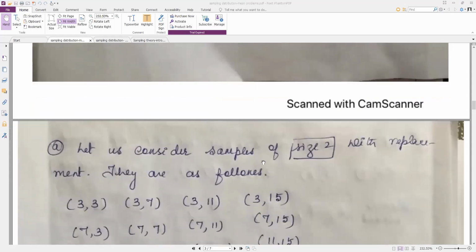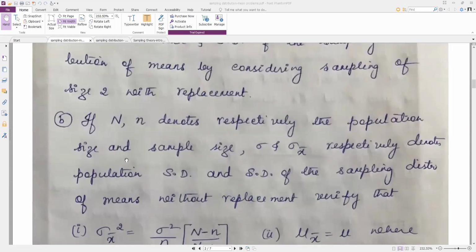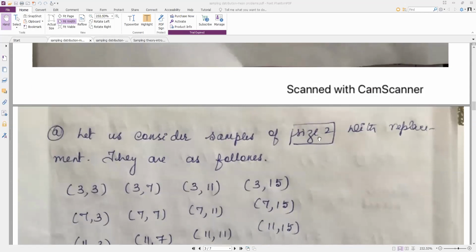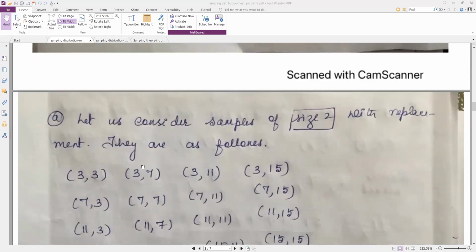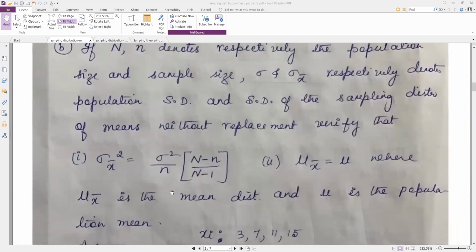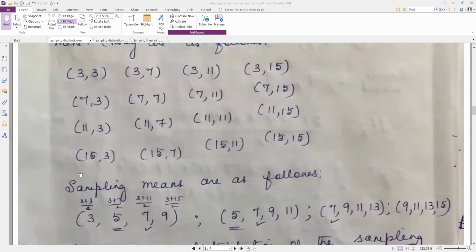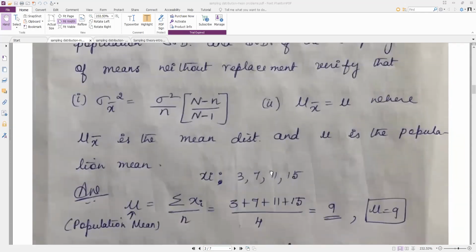Now let us consider a sample of size 2, with replacement, because that is what they have given. Now we need to form the samples based on the population. So what is the size of the sample? We need to take size as 2. So which are the cases? 3,3; 3,7; 3,11; 3,15, correct? One set. Then similarly 7,3; 7,7; 7,11; 7,15. Similarly 11,3; 11,7; 11,11; 11,15. Then 15,3; 15,7; 15,11; 15,15.